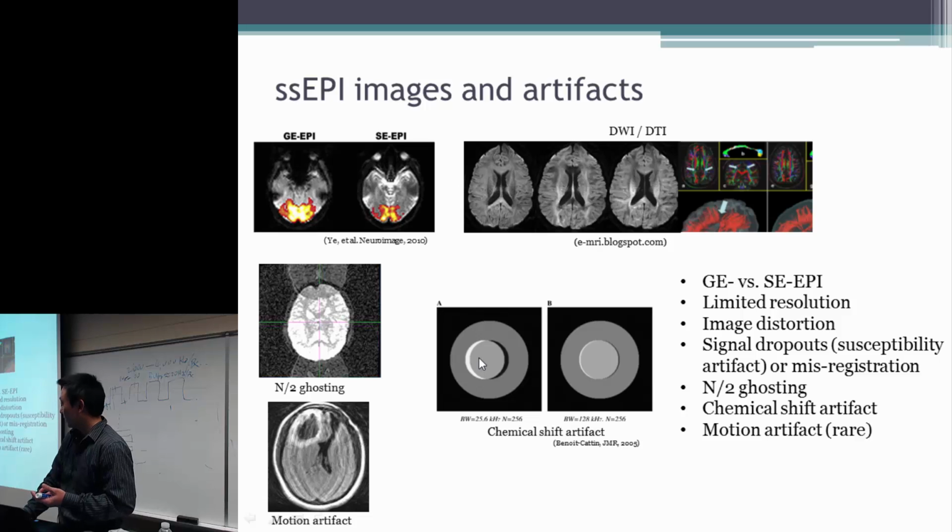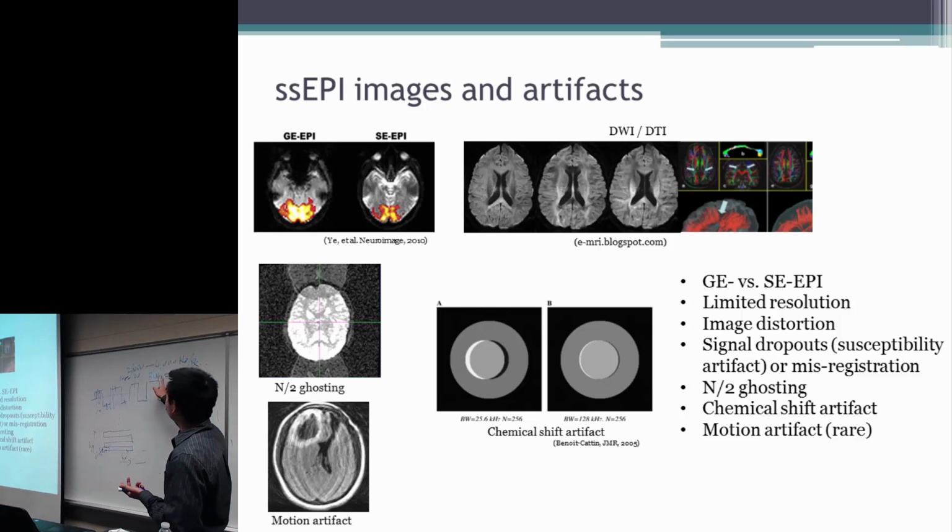When you see this chemical shift artifact, you can know that it must be along which direction? No, the phase encoding direction. Yeah, because it has this very low bandwidth.